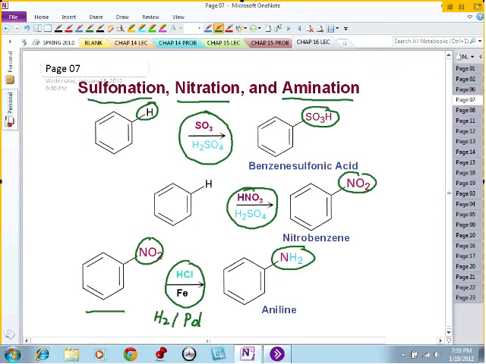Okay. So now we know how to do sulfonation. If I tell you sulfonation, you know what sulfonation means. Sulfonation simply means you are replacing hydrogen on benzene with the sulfonic acid group. We call it the sulfonic acid group. That's SO3H. Okay, and the reagent you use for that is sulfur trioxide and sulfuric acid.